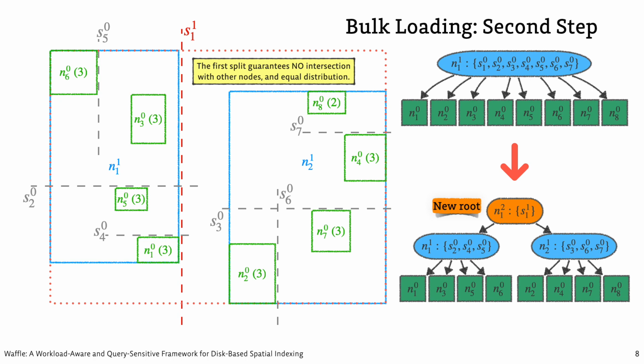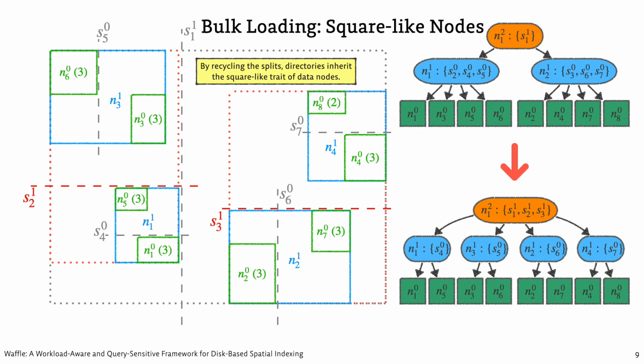Now since N11 and N12 contain 4 child nodes each, we further partition them in the next slide on the first split respectively. After further partitioning, each directory at height 1 holds 2 data nodes, which is the fanout in this example. So that concludes the second level of the tree, and as a reminder, the splits used for partitioning are moved to the parent node's list of splits. Here we should also note that because we recycle the splits that were made originally to create square-like data nodes, they implicitly help create square-like directories as well.